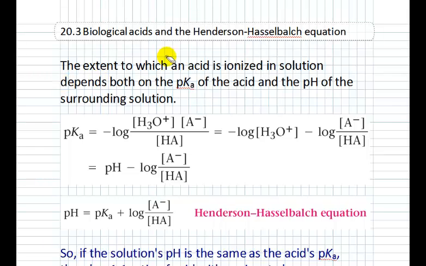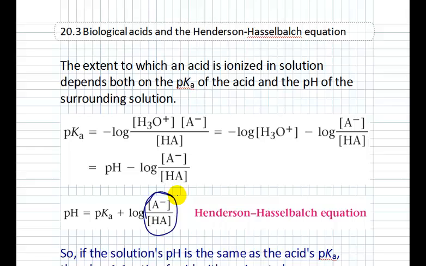And that depends on really two things. The extent to which an acid is ionized in solution depends both on the pKa of the acid, so how strong the acid is. Obviously, stronger acids will be more ionized, as well as the pH of the surrounding solution. So remember, we had the ionic products over the reactant here just as Ka. pKa is the negative log of that. So that just rearranges into this equation here that pH is pKa plus log of this ratio, okay?